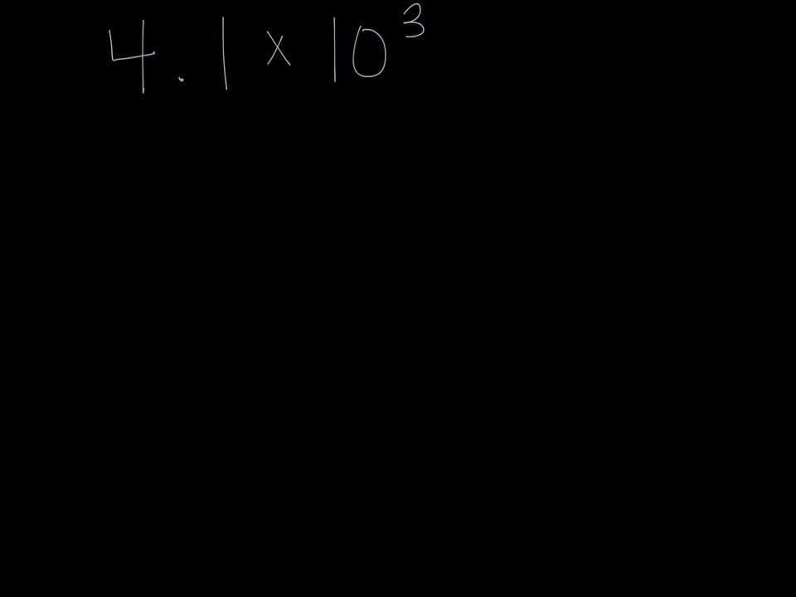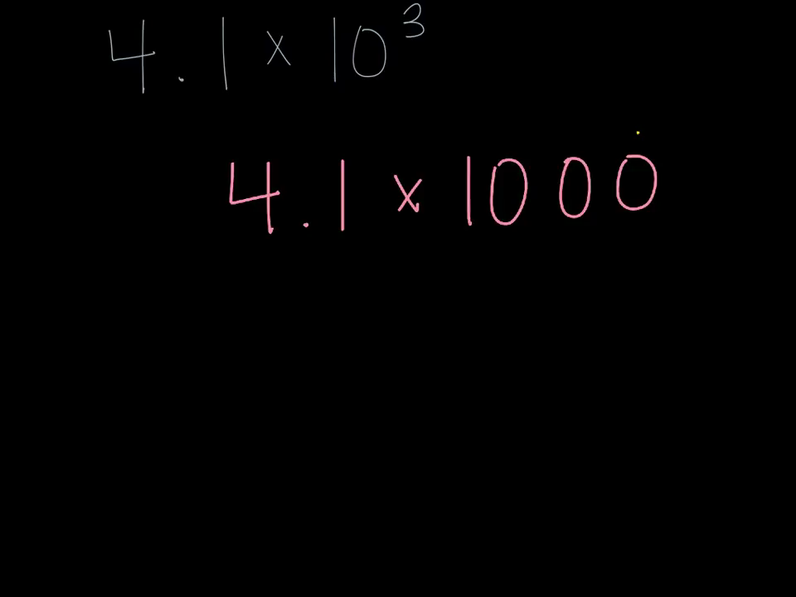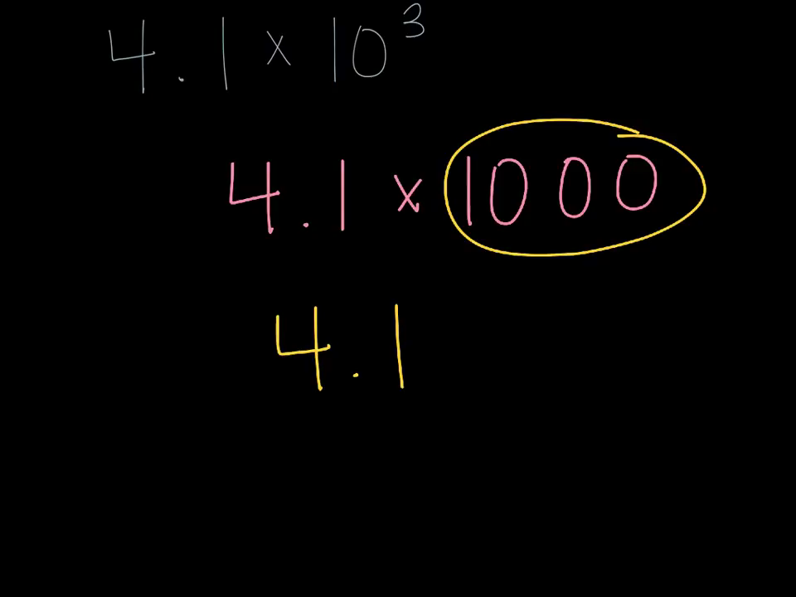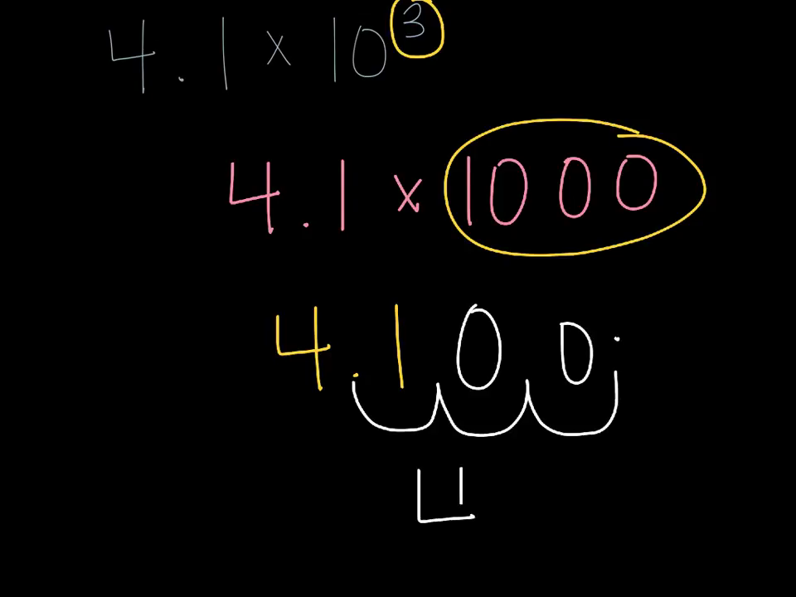Let's try another one. Now we have 4 and 1/10 times 1,000, or 10 to the third. Same idea. We know that we want our number to be greater than what we're starting with because we're multiplying it by 1,000. So we're going to move our decimal point back to the right. And there are 3 zeros, and we have an exponent of 3, so we're moving that decimal point 1, 2, 3 times. Fill in your empty spaces with 0, rewrite your product, and you get 4,100.